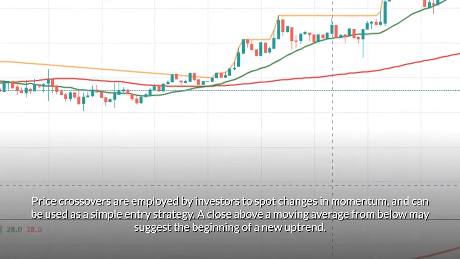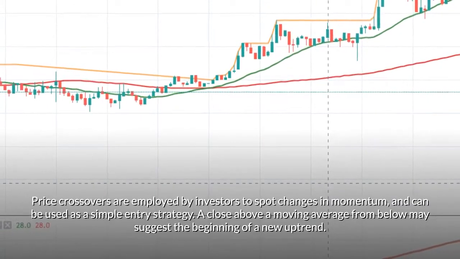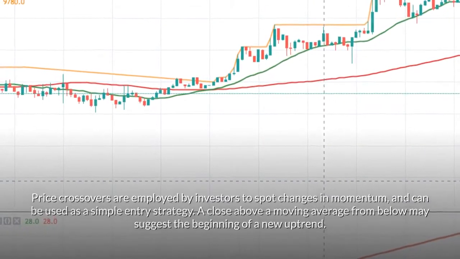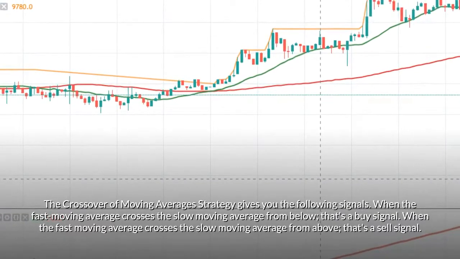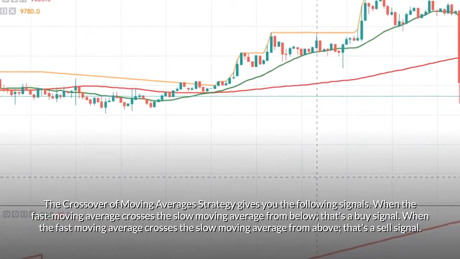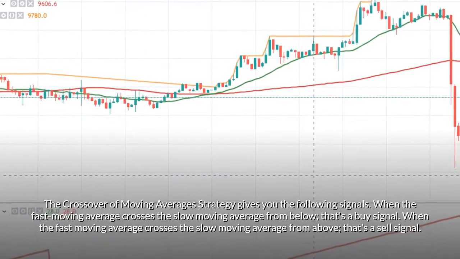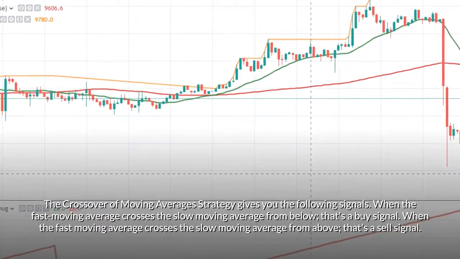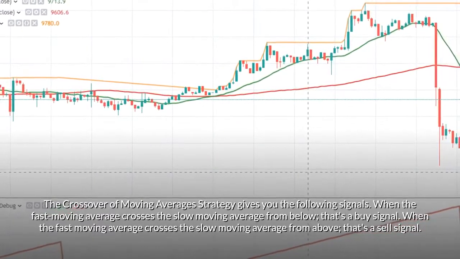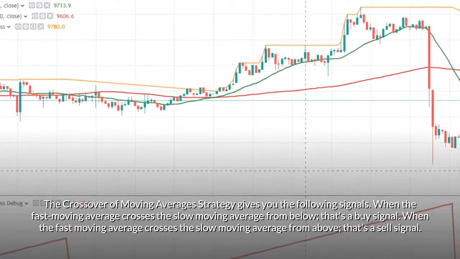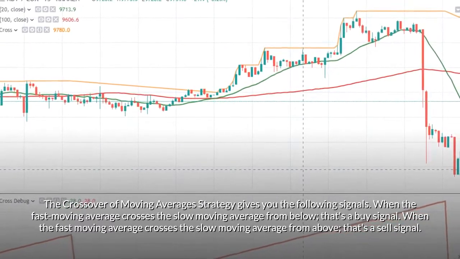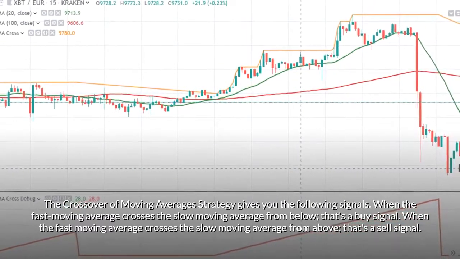A close above a moving average from below may suggest the beginning of a new uptrend. The crossover of moving averages strategy gives you the following signals. When the fast-moving average crosses the slow-moving average from below, that's a buy signal. When the fast-moving average crosses the slow-moving average from above, that's a sell signal.